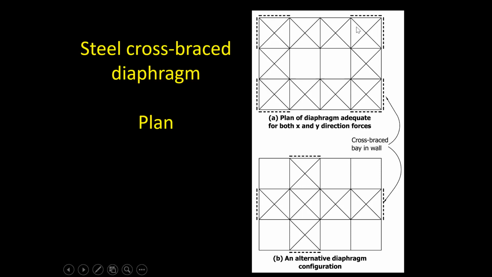Now, as the architect, you can choose what this cross-bracing diaphragm looks like. If you want to, you could make it like this, so that in the X direction, there's just one truss. And in the Y direction, just one truss. And then you have areas of your roof with no bracing at all.